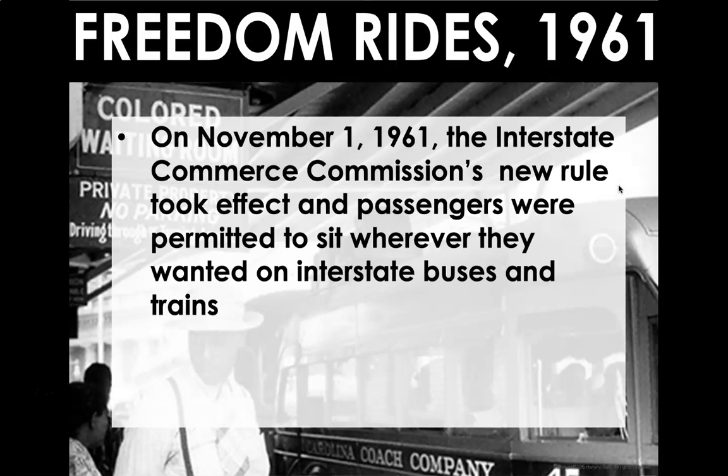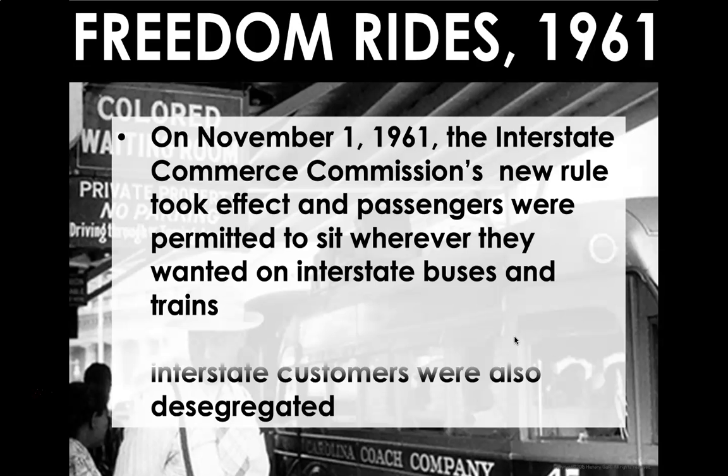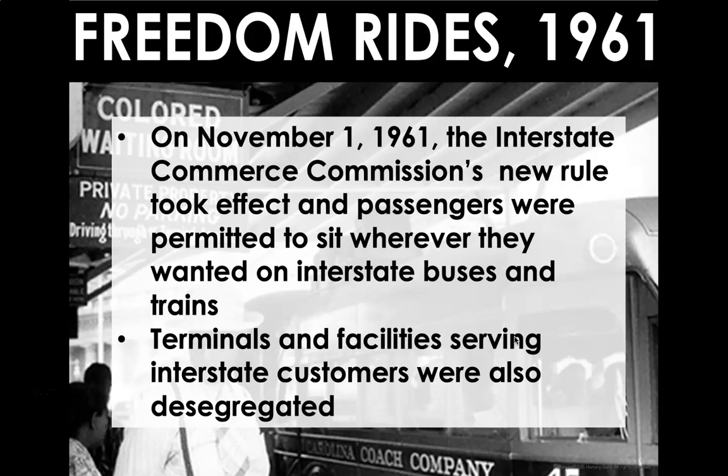And then we get into November 1st, 1961. The Interstate Commerce Commission created a new rule that took effect that passengers were permitted to sit wherever they wanted on interstate buses and trains. Interstate meaning that it goes from state to state. So therefore, really, it would be a federal issue, hence the Interstate Commerce Commission. So this is something that happened. It was a positive. So the freedom rides were effective in this way. They did what they were supposed to do. Terminals and facilities serving interstate customers were also desegregated. So again, they achieved their goal through this protest.